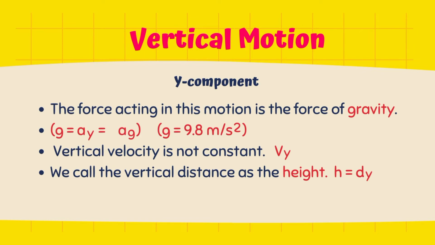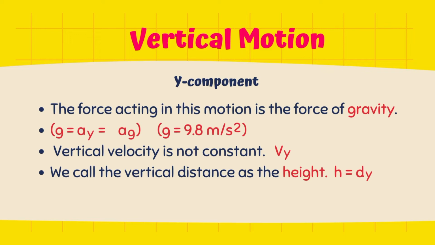Now, let us go to the vertical motion. This is the y component. The force acting upon in this motion is the force of gravity, and it is represented as g, or acceleration in the y, or in the vertical motion, or acceleration due to gravity. The constant acceleration is always equal to 9.8 meters per second squared. But since it is a force going down, we consider it as negative.